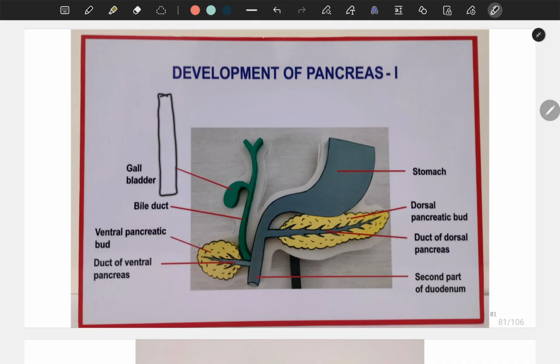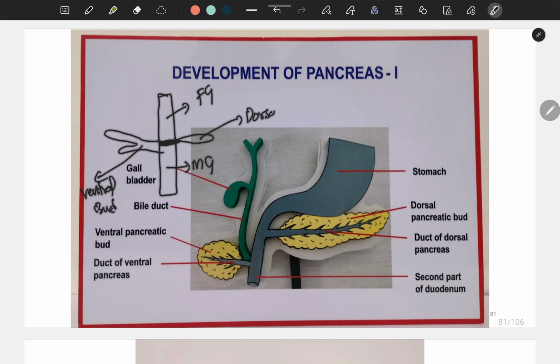This is foregut. Okay, this is midgut, junction between the foregut and midgut. Here there will be development of ventral bud. Here dorsal bud. Okay, this foregut, this only forms the duodenum, so they have shown here second part of duodenum. Okay, this is dorsal bud and this is ventral bud.